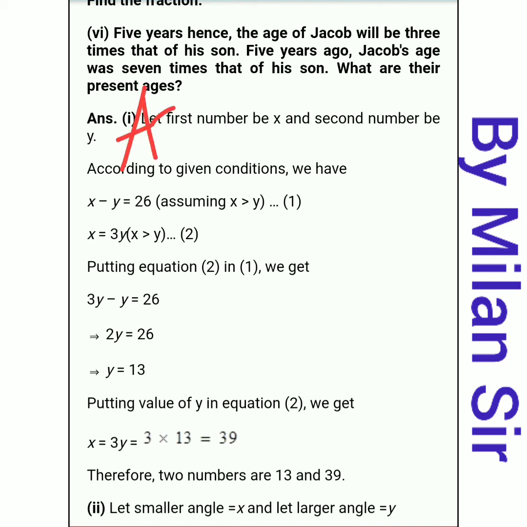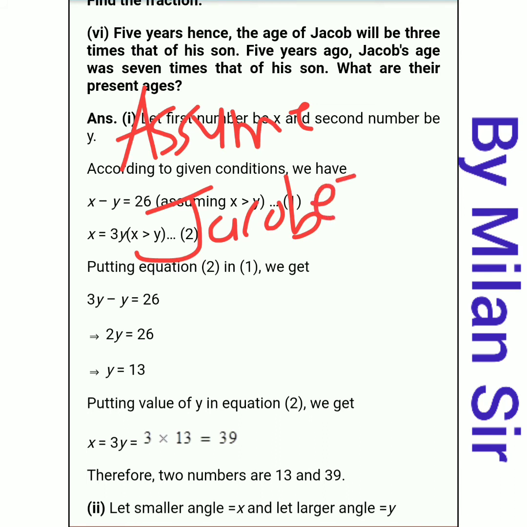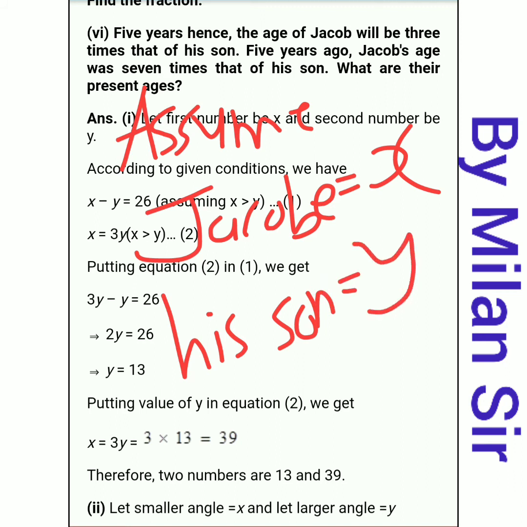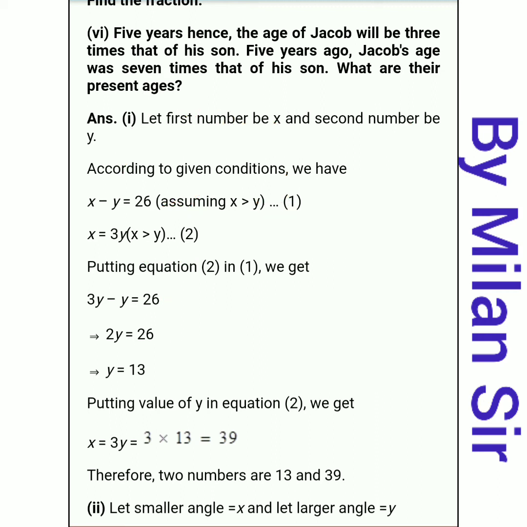So here in total we have two things, the age of Jacob and the age of his son. So first of all, assume the present age of Jacob, we need to write a full line: present age of Jacob is equal to x years and the age of his son is equal to y years. Now we need to form our two linear equations.